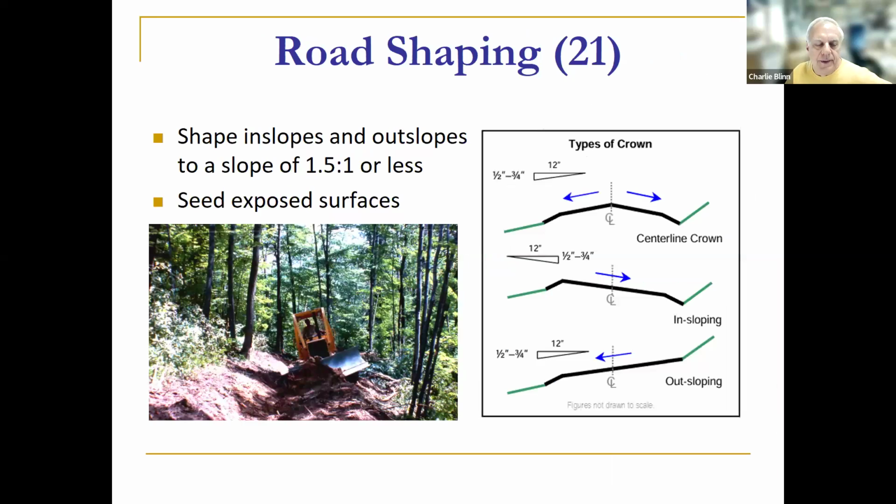So road shaping is just exactly that. We might have a crowned road where it's higher in the center. We might divert water in toward a hillside or away from a hillside, so insloping or outsloping. And then here's some for 12 inches in horizontal distance, maybe just shape that road by 1/2 inch to 3/4 of an inch. That's all it takes to move the water in one direction or the other, to get the water off that road, and then seed the exposed surfaces as soon as possible.